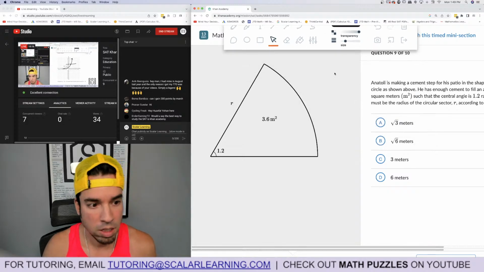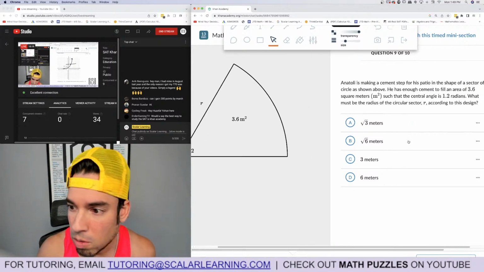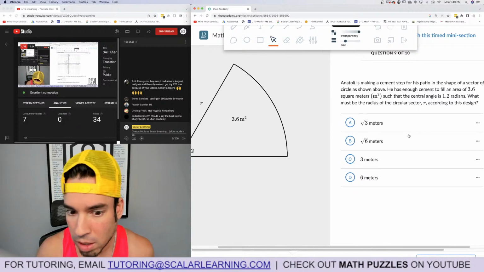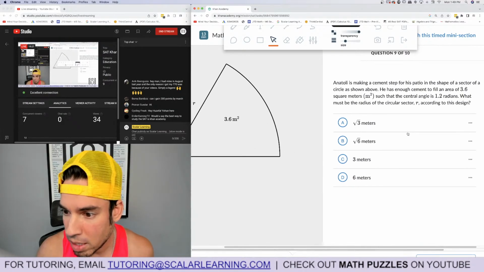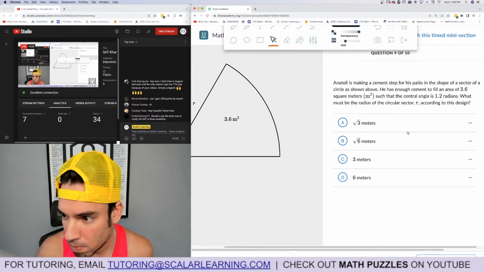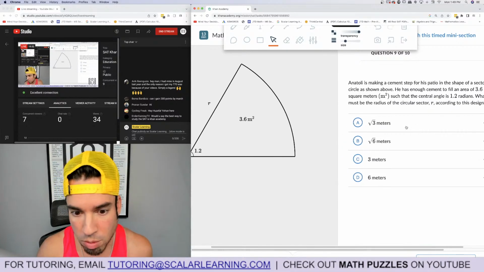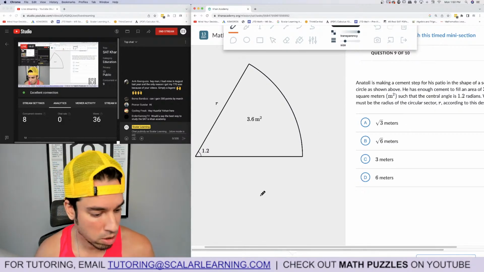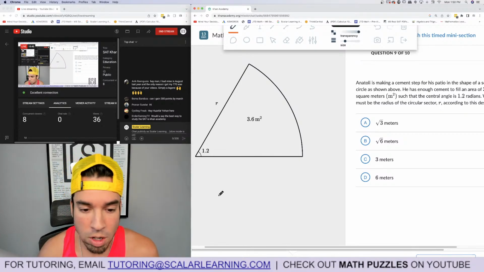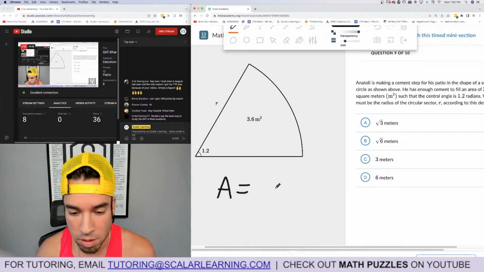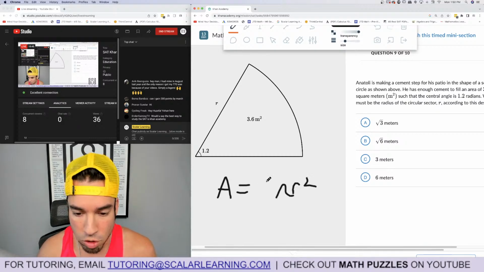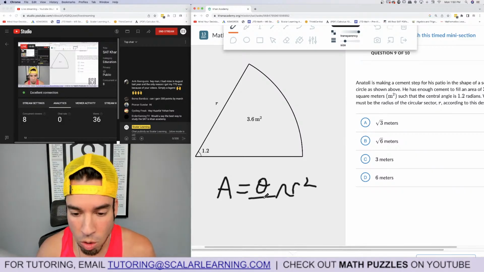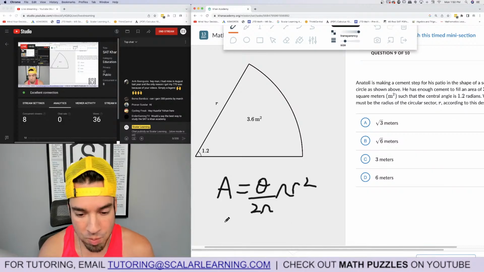Anatoly is making a cement step for his patio in the shape of a sector of a circle, showing he has enough cement to fill an area of 3.6 square meters, such that the central angle is 1.2 radians. What must be the radius of the circular sector r according to the design? Hold on. He has enough cement to fill an area of 3.6 meters squared. Okay. So we want the radius. To calculate the radius, we use the area of a sector. The formula is pi r squared, the area of a circle, times the central angle over 2 pi, which is equivalent to 360 degrees. All right. So now we'll fill it out.